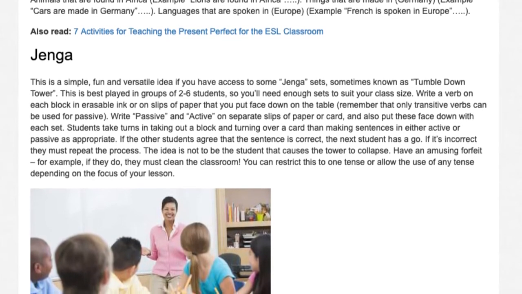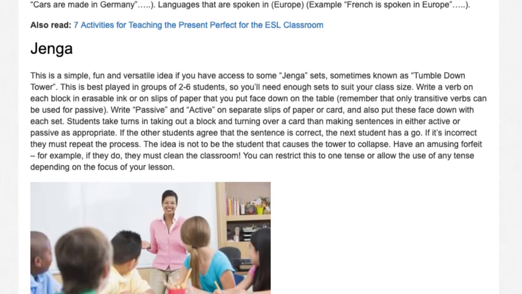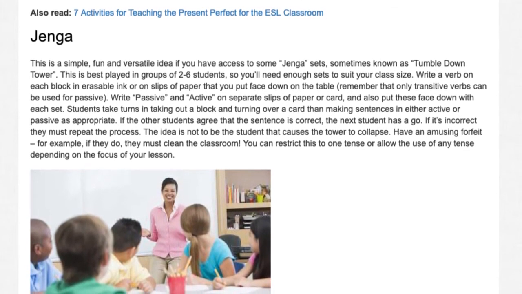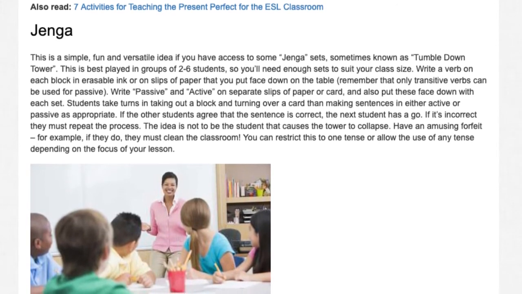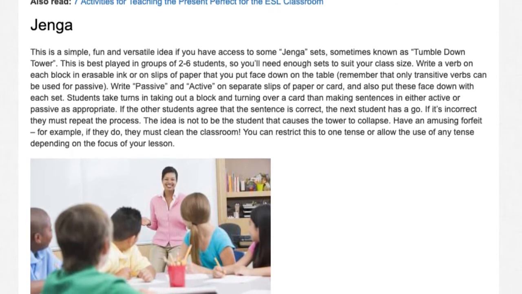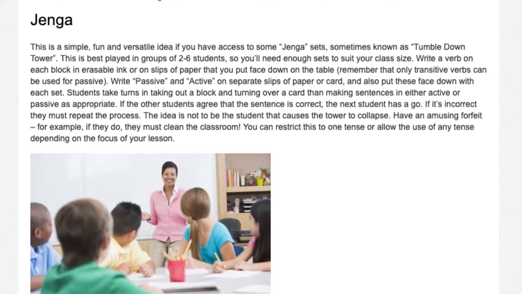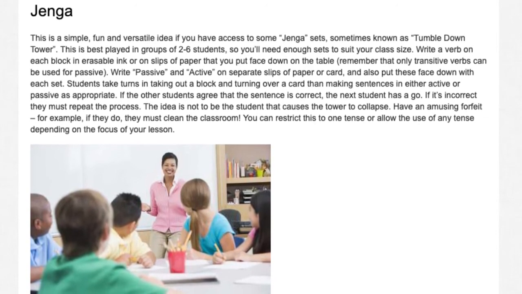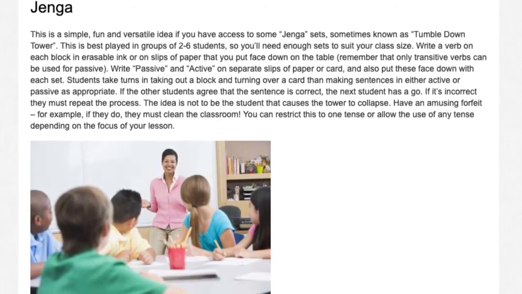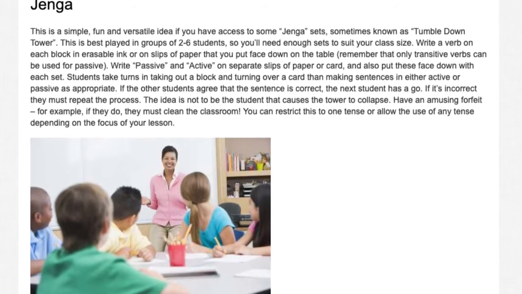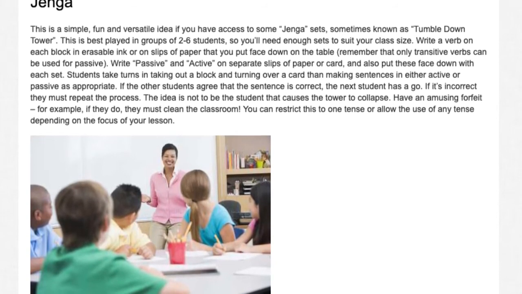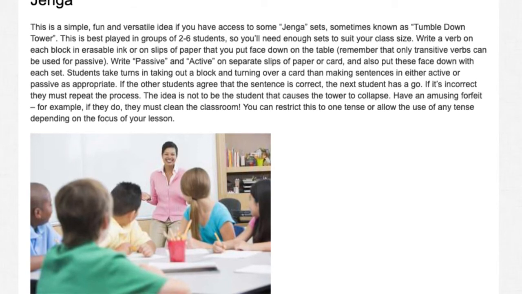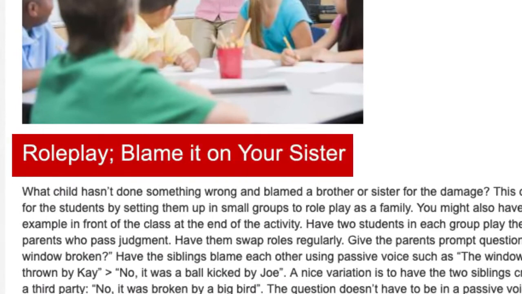Students take turns in taking out a block and turning over a card and making sentences in either active or passive as appropriate. If the other students agree that the sentence is correct, the next student has a go. If it's incorrect, they must repeat the process. The idea is not to be the student that causes the tower to collapse. Have an amusing forfeit, for example, if they do, they must clean the classroom. You can restrict this to one tense or allow the use of any tense depending on the focus of your lesson.